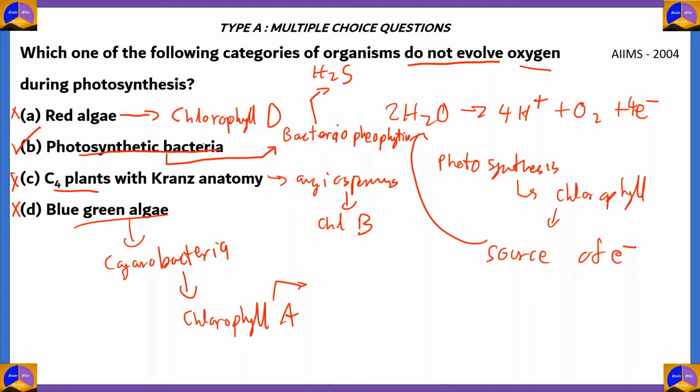So that's why option B, photosynthetic bacteria, is the right option, because it does not use chlorophyll. It uses bacteriopheophytin, which is also known as bacteriochlorophyll. And this pigment requires a different source of electrons than water. So there will be no evolvement of oxygen as a result of photolysis of H2S. So therefore, option B is the right option.